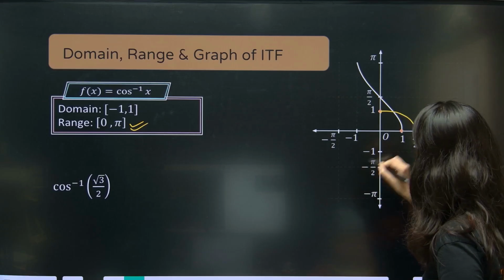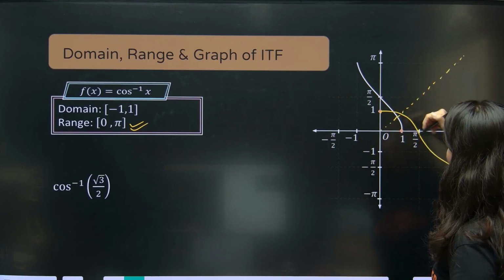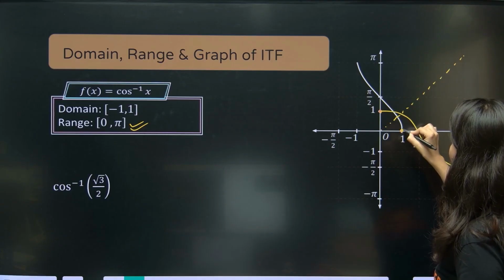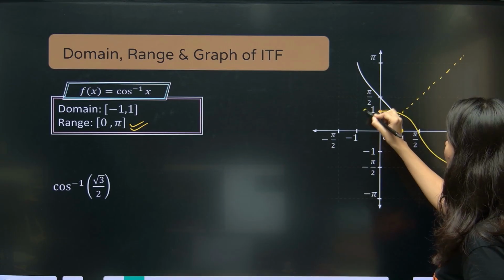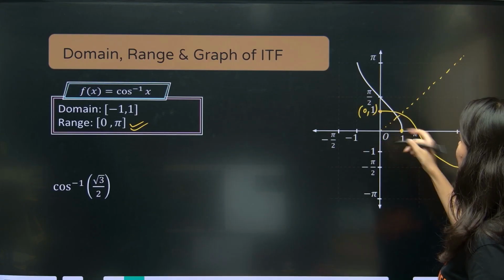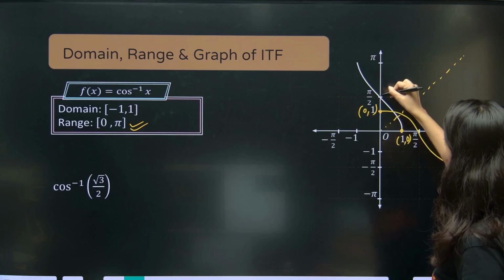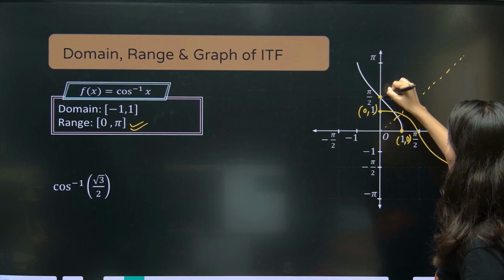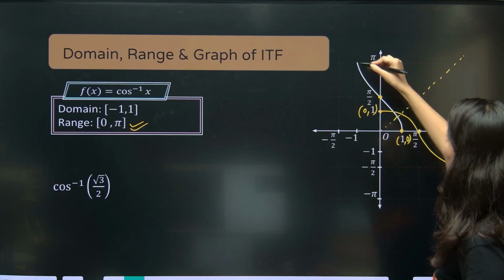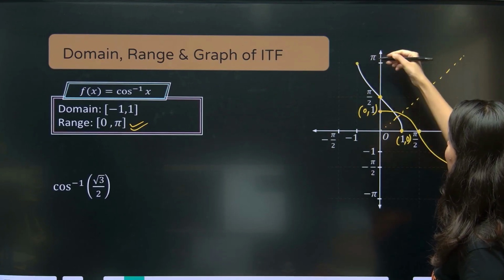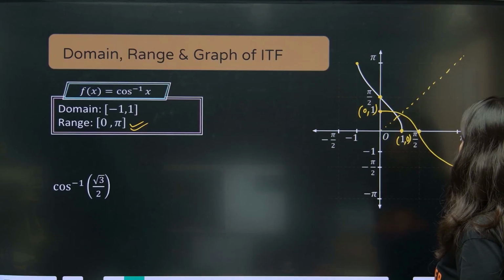This is your y is equals to x line, if you can see. Okay, and if you take mirror image, see, this is what? 1, 0. So 0, 1 will be lying on your cos x. So 1, 0 will lie on cos inverse x. Then you have 0, pi by 2 lying on cos inverse and pi by 2, 0 on cos. Eventually, this is the cos inverse x graph. So this is what? Minus 1, pi, and this is what?